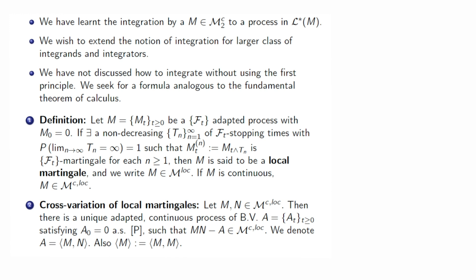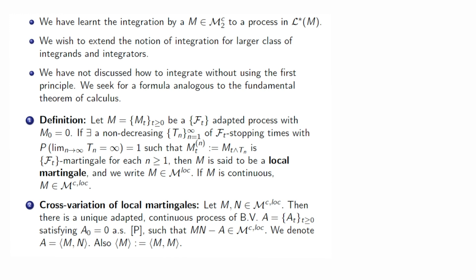So there is a theorem which asserts the existence of a unique adapted continuous process of bounded variation, A, such that A starts from 0 and the product of the processes M and N, minus A, is a continuous local martingale. Since neither M nor N need be square integrable, I cannot assume that this difference would also be square integrable. However, I can look for MN minus A being a continuous local martingale.